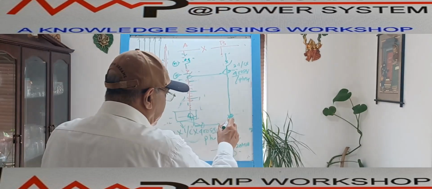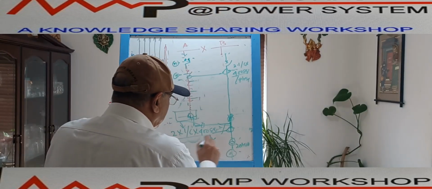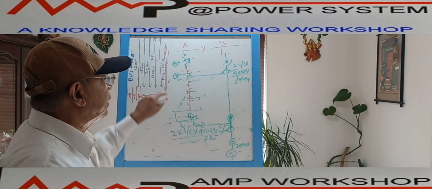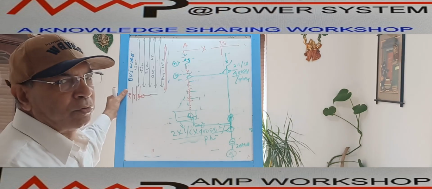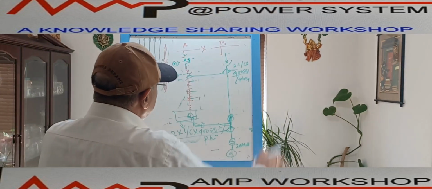So it goes outside of the panel, that cable, and from the B bus panel, the cable which is going to the transformer, both are the same size, 2 number 1 core, 400 square millimeter. That also we have to mention. In this way, cable size also we can mention in the switchgear drawing. So this is the overall single line diagram.